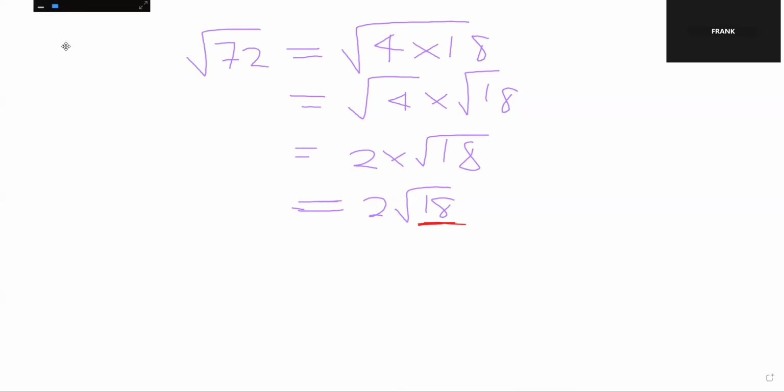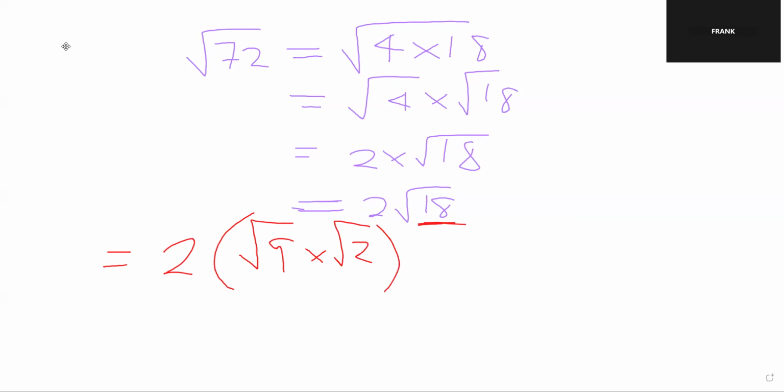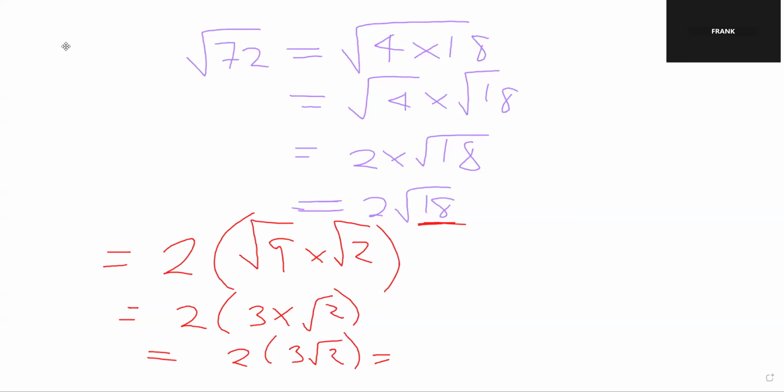So you go ahead again, leave these two, work on the root 18, and that will be 9 times 2. So root 9 times root 2. And our root 9 is 3 times root 2, and that becomes 2 times 3 root 2. If I multiply my 2 times 3, I'm going to have 6 root 2.